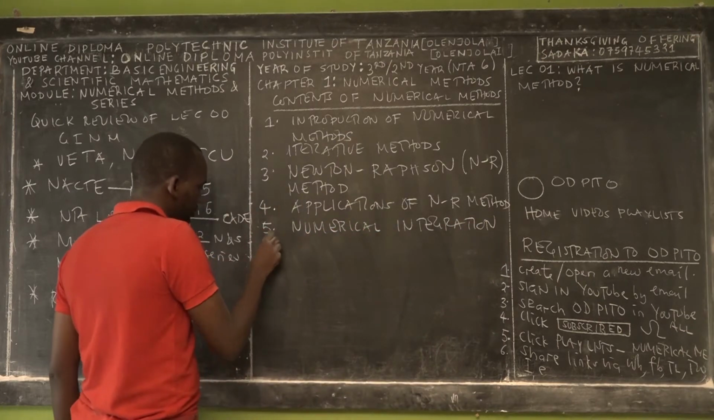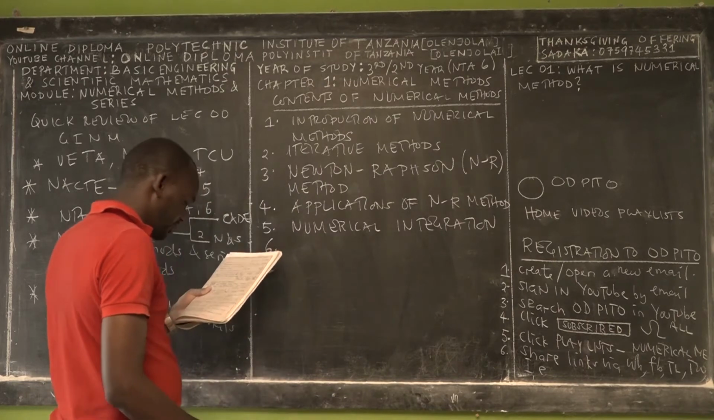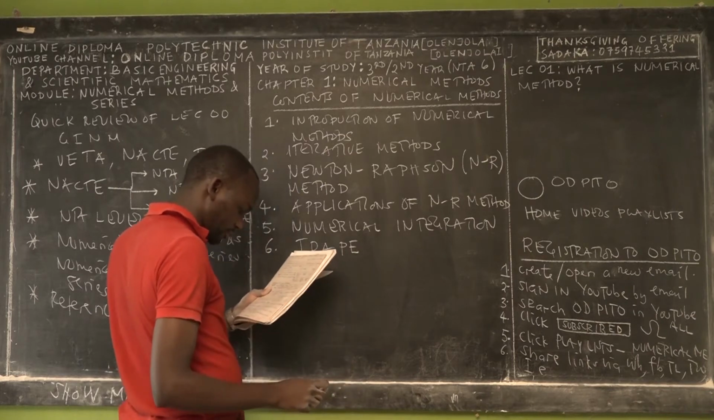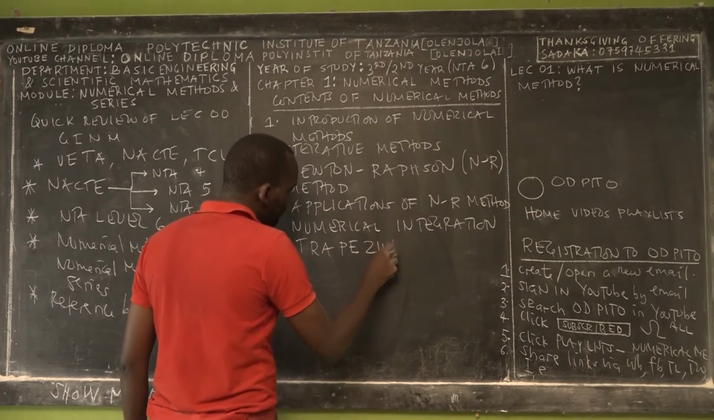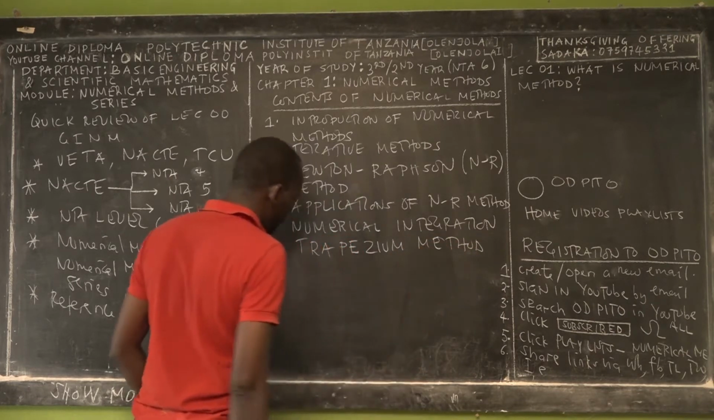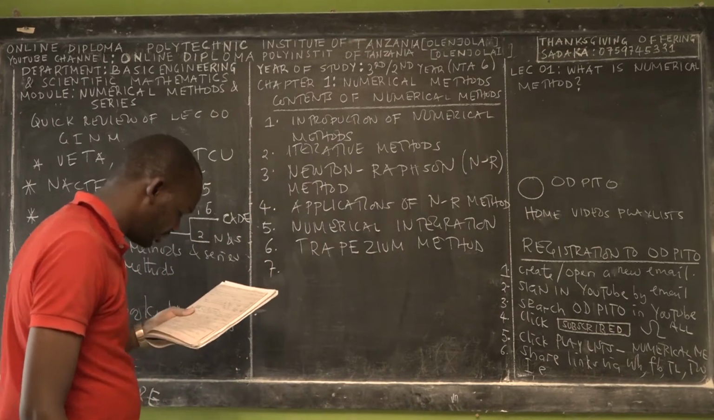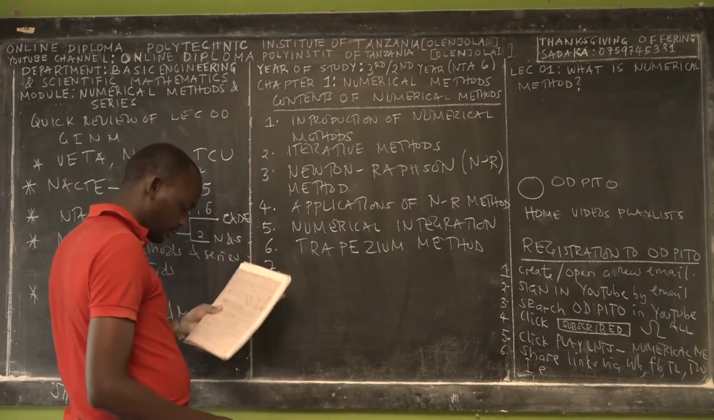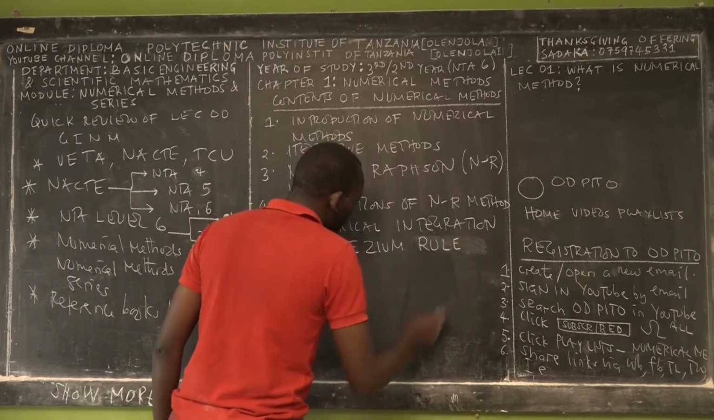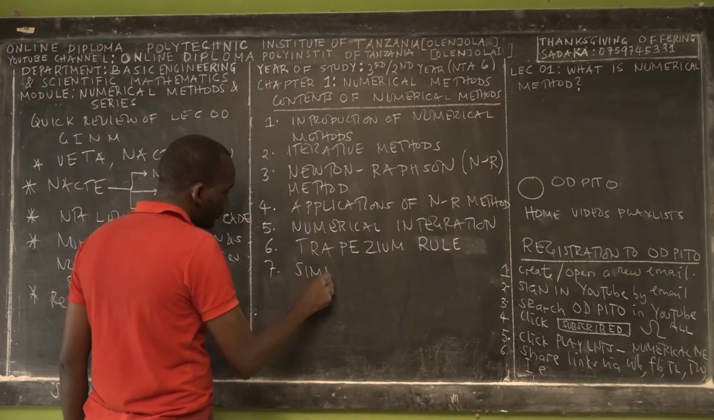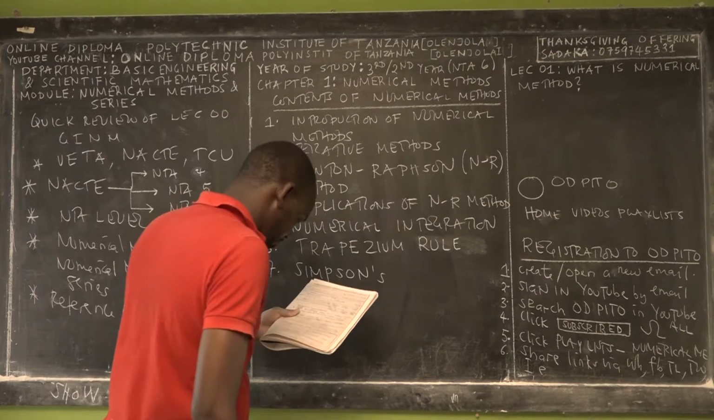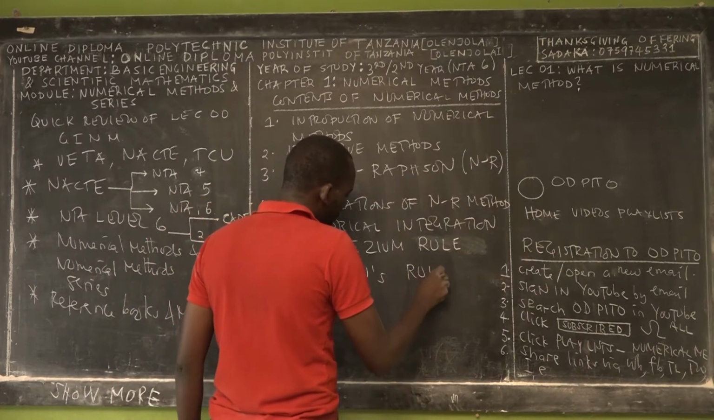So numerical integration, that's the first topic. Then the 6th topic is we'll teach about the trapezium rule, and the 7th concept that we will teach about is the Simpson rule.